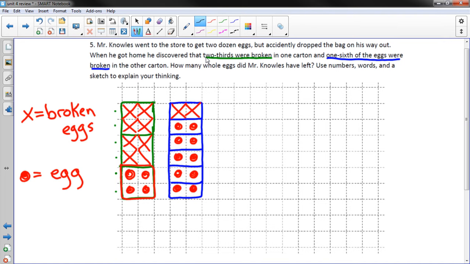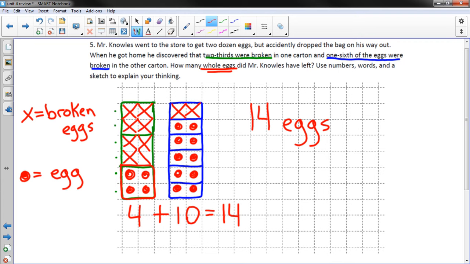Well, how many did I have left? It doesn't really ask the answer in fractions. It just says how many whole eggs did I have left. I don't know if you picked up on that right there. So I just got to count the eggs now. There's 4 in this one, and the other one has 10. So altogether, that's 14. So the answer is 14 eggs were left. That seems pretty easy.